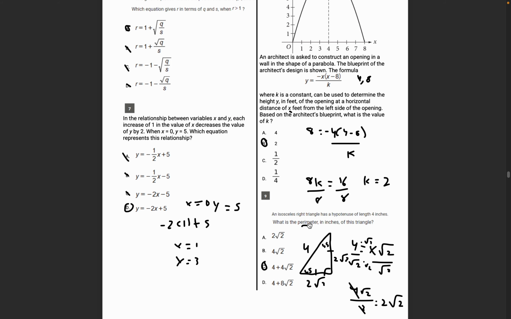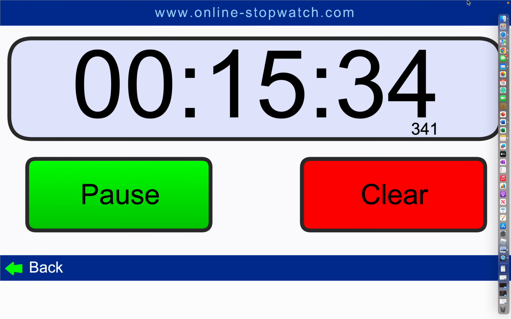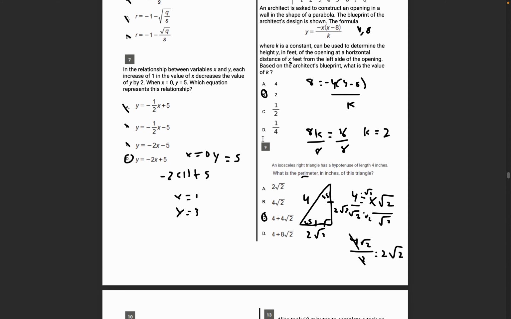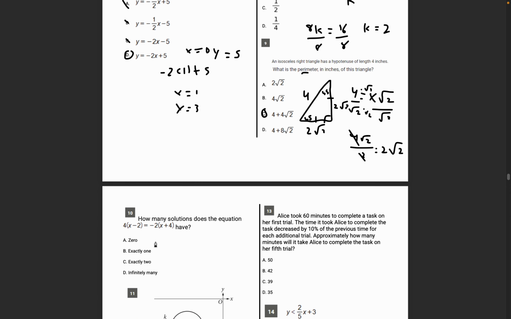So this is 2 rad 2, and this is 2 rad 2. Okay, so 2 rad 2 plus 2 rad 2 is 4 rad 2, plus 4. That's the perimeter. It's this one. Hopefully I'm not going too fast and making a mistake. But how much time do we have? 15 minutes, okay. Doable.